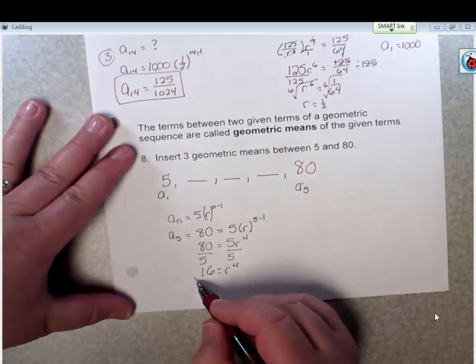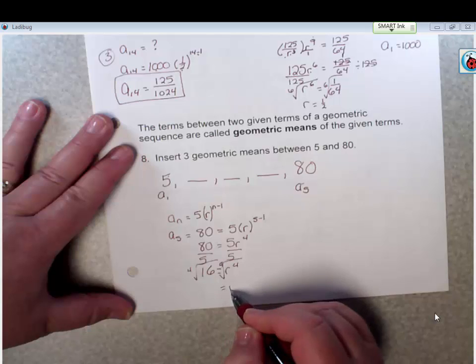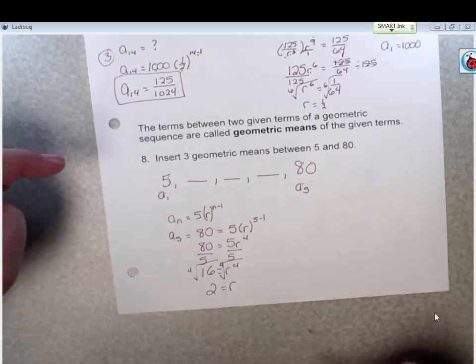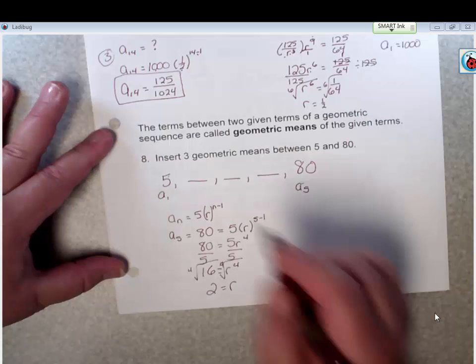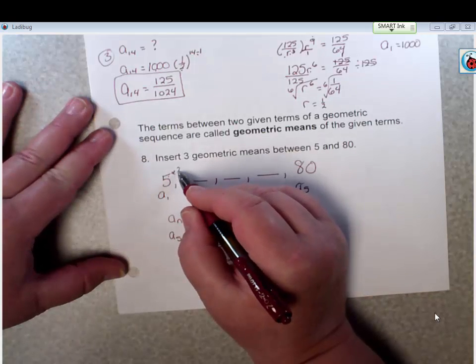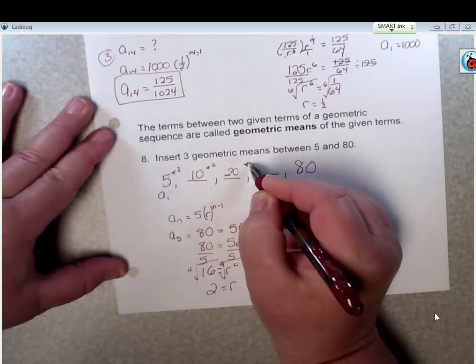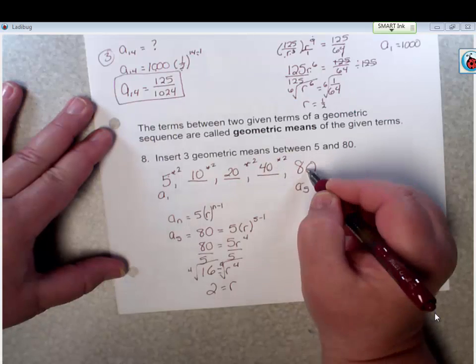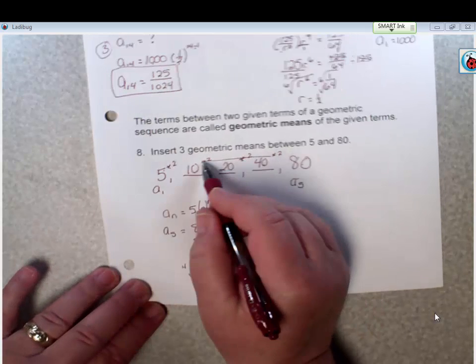And then we take the 4th root, and we get that r equals 2. So now that we know what r is, we can find our missing terms because we just start at the beginning and we multiply by 2. And then I usually do a quick check. 40 times 2 does give me 80, so I'm just making sure. Okay. So here are my 3 geometric means.